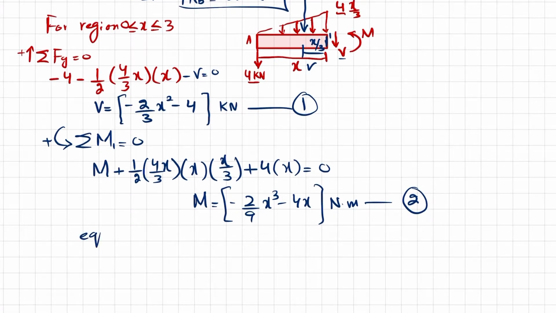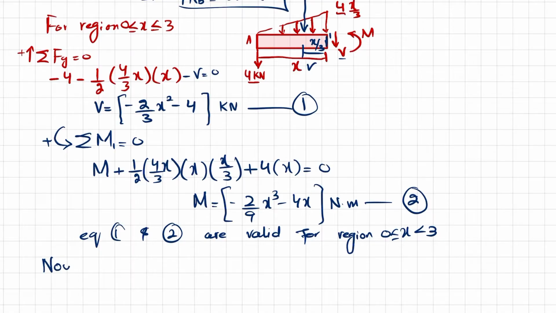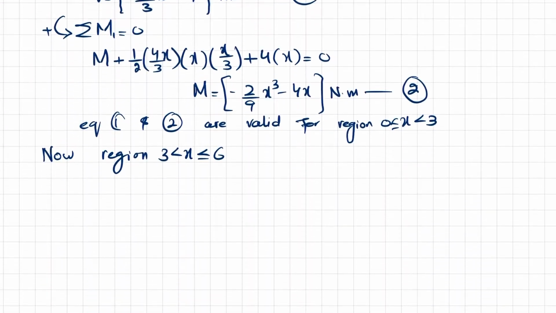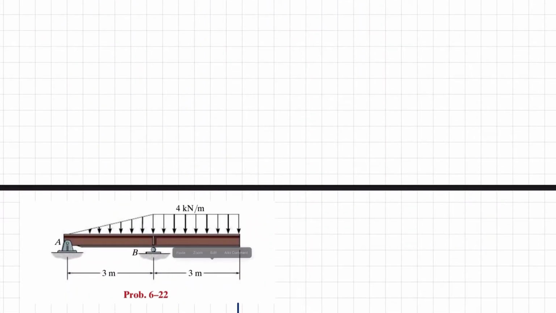So equations 1 and 2 are valid for region x is greater or equal to 0 and less or equal to 3. Now we will go to region x is greater than 3 meter and less or equal to 6 meter. So if you look at, I have already this diagram.